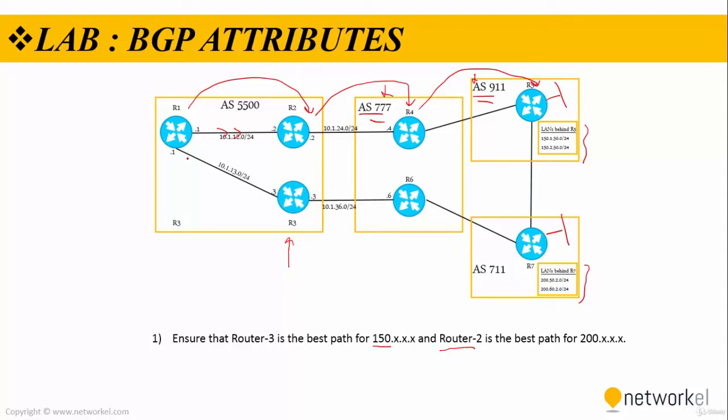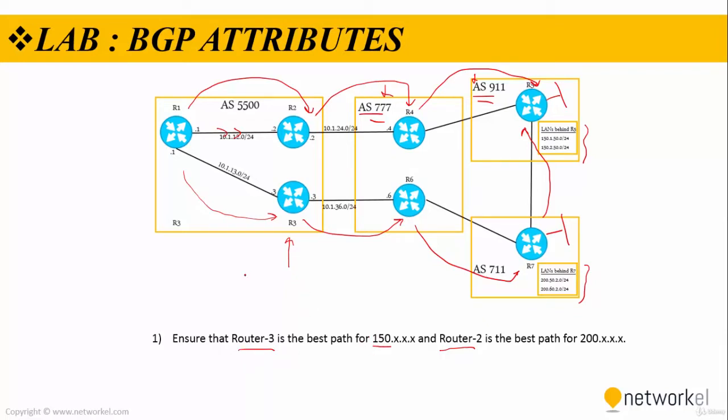If I went in the reverse direction, 1, 2, I would pass through 3 autonomous systems, so BGP would not choose this way if I don't configure any attribute. But the question says that router 3 is the best path for this network.